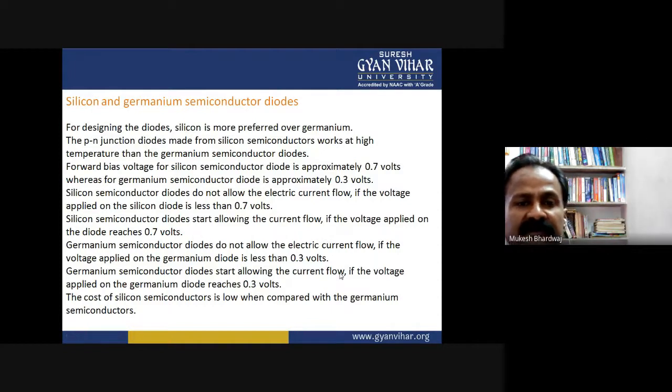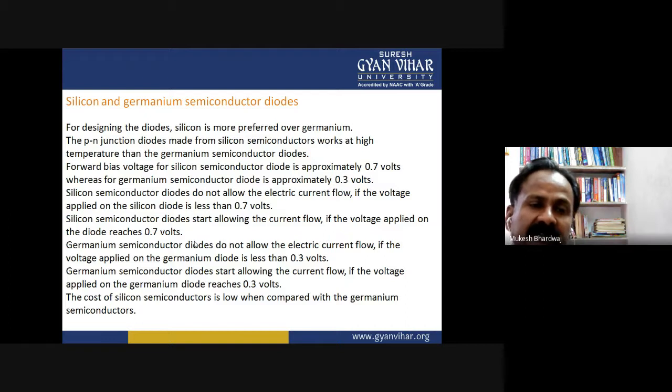Silicon and germanium semiconductor diode. For designing the diode, silicon is preferred over germanium. We had already given this. The forward bias voltage for silicon is approximately this, which we had already discussed. A silicon semiconductor diode does not allow the electric current to flow if the voltage applied on the silicon diode is less than 0.7 volt. This is important.